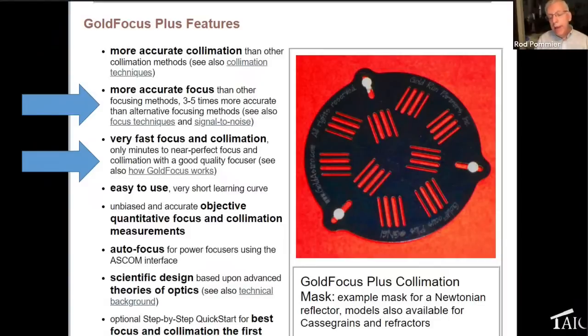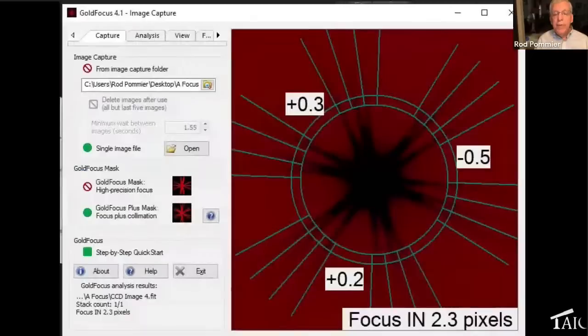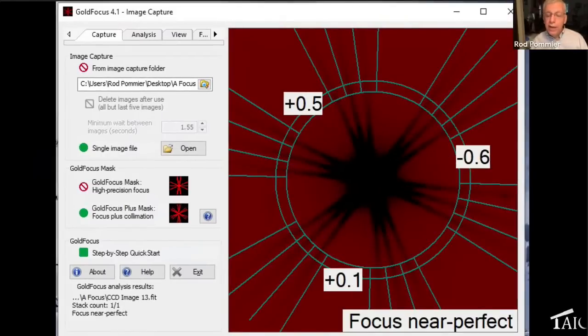What you do is you put the mask on the front of the telescope and take an image of a bright star, and the software will pull it up, analyze the diffraction pattern, and tell you that you need to focus in, say, 2.3 units. It uses the word pixel, but it's just an arbitrary unit. And when you get focus that's near perfect, it tells you.